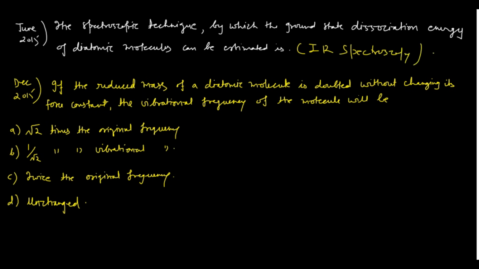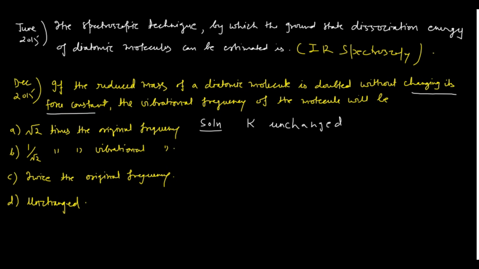Now moving to the next problem, from the December 2015 examination. It says that if the reduced mass of a diatomic molecule is doubled without changing its force constant, the vibrational frequency of the molecule will be, right? This is actually a simple problem, but you have to use a little bit of your junior class mathematics to solve such a question. So how can we solve this question? And please remember what the question is saying, that the force constant, that is K, is not changing. That means K is unchanged. Only the reduced mass is changing.